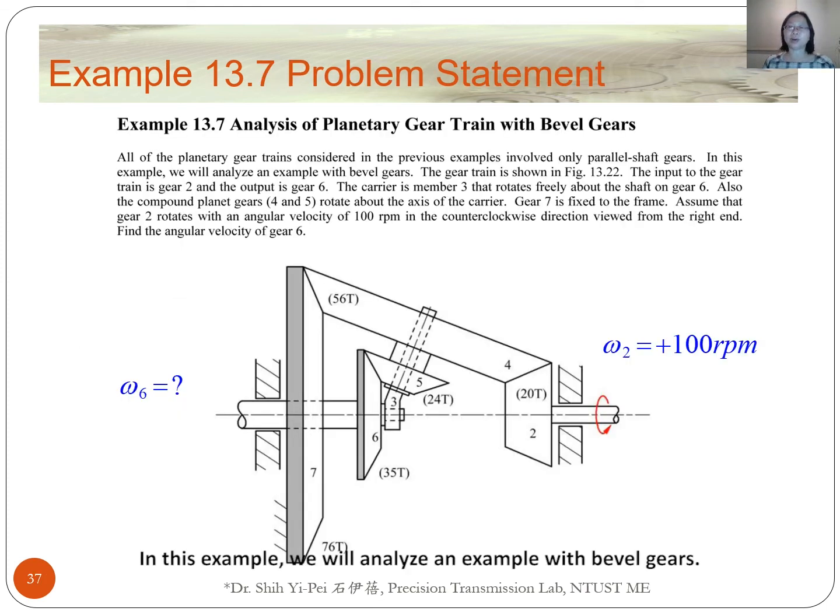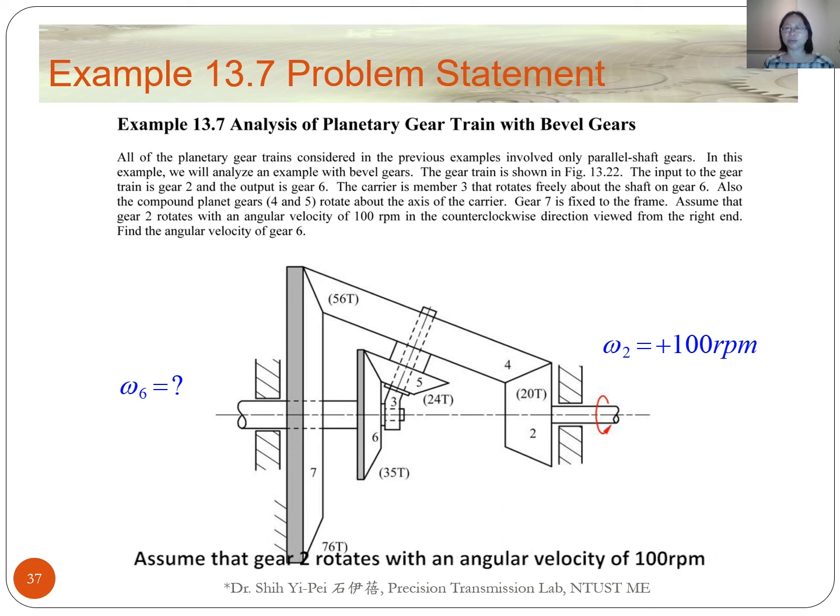In this example, we will analyze an example with bevel gears. The gear train is shown in this figure. The input to the gear train is gear 2 and the output is gear 6. The carrier is member 3 that rotates freely about the shaft on gear 6. Also, the compound planetary gears 4 and 5 rotate about the axis of the carrier. Gear 7 is fixed to the frame.